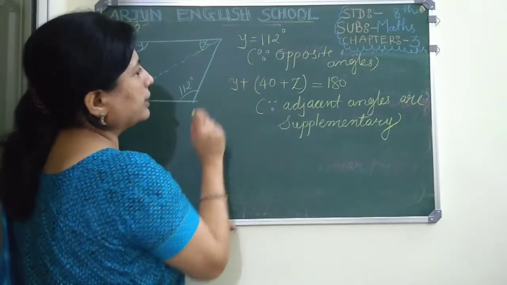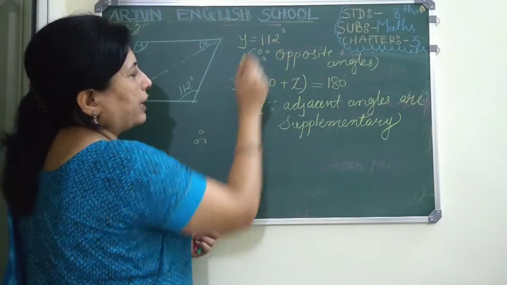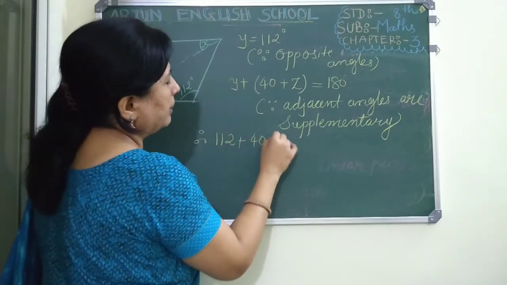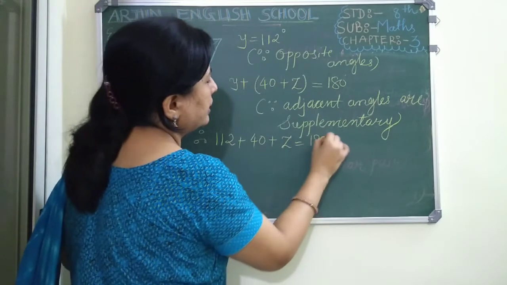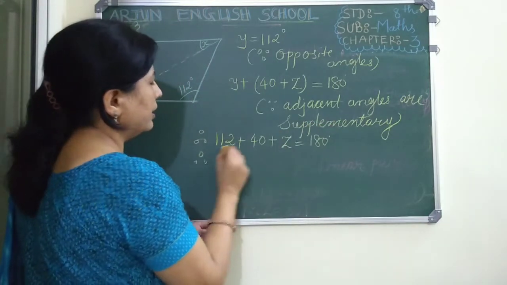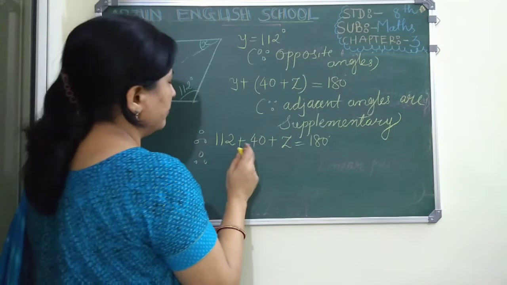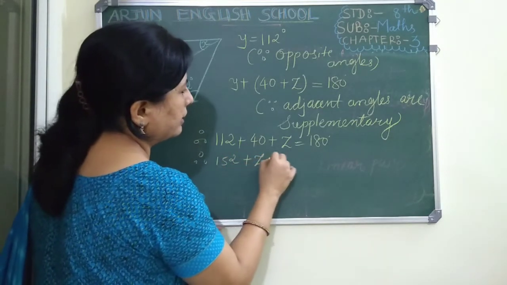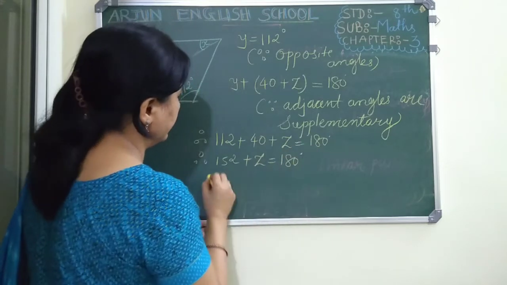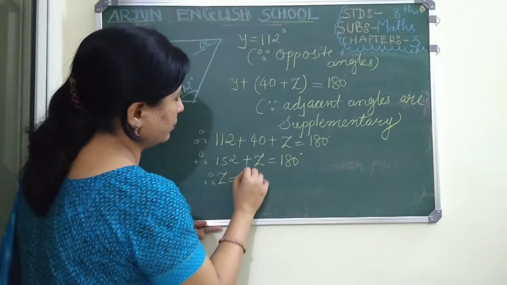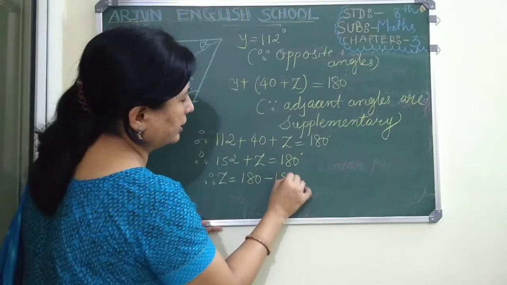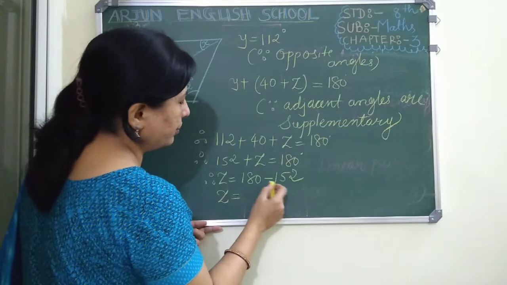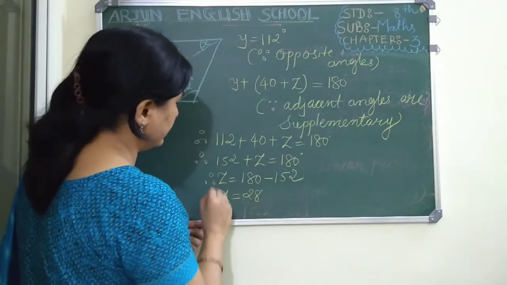Now let us solve it. Let us take y's value from here. 112 plus 40 plus z is equal to 180. Therefore, let us add this. Then we are getting 152 plus z is equal to 180. Therefore, z is equal to 180 minus 152. Now subtract. So z is equal to, I am getting 28 degrees.